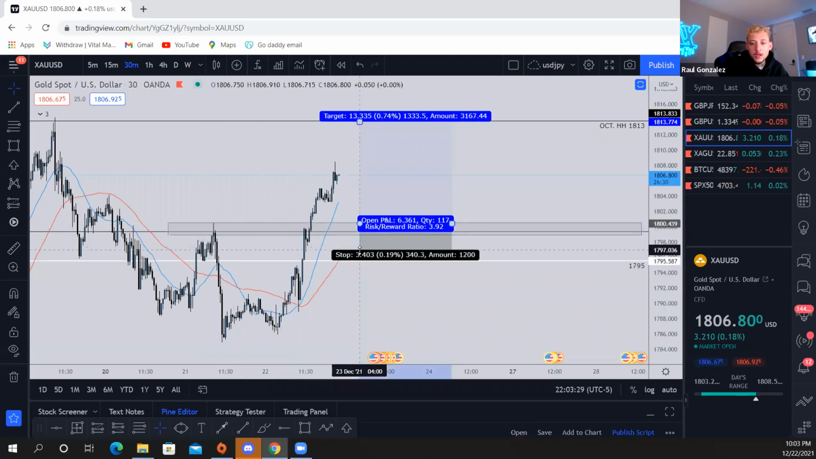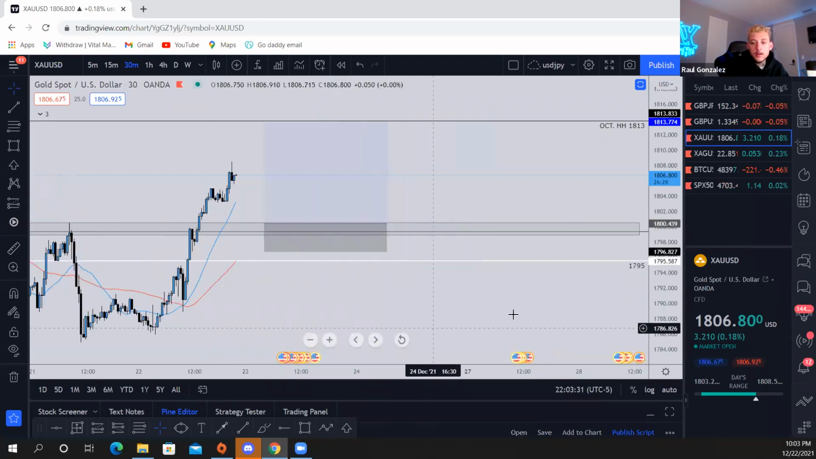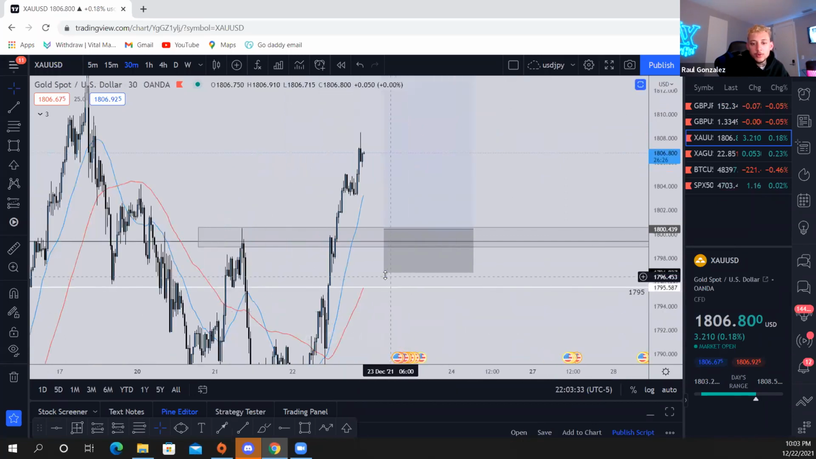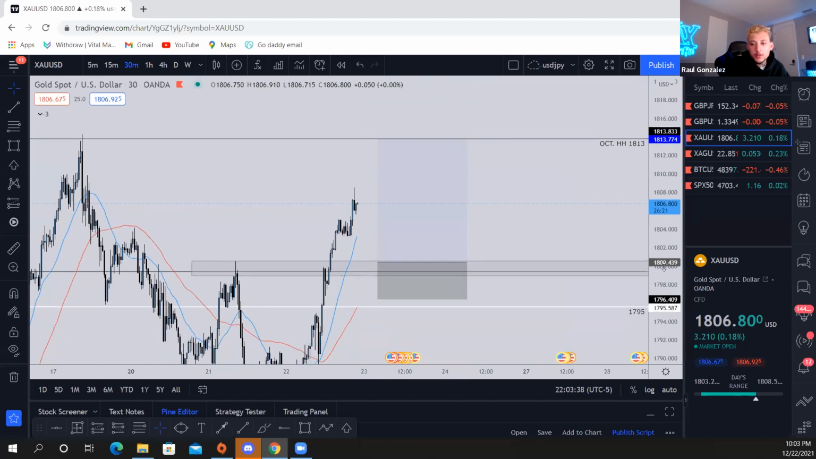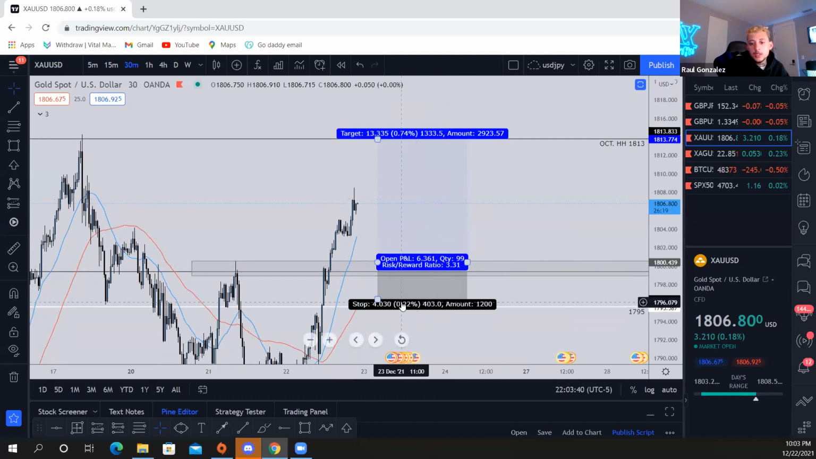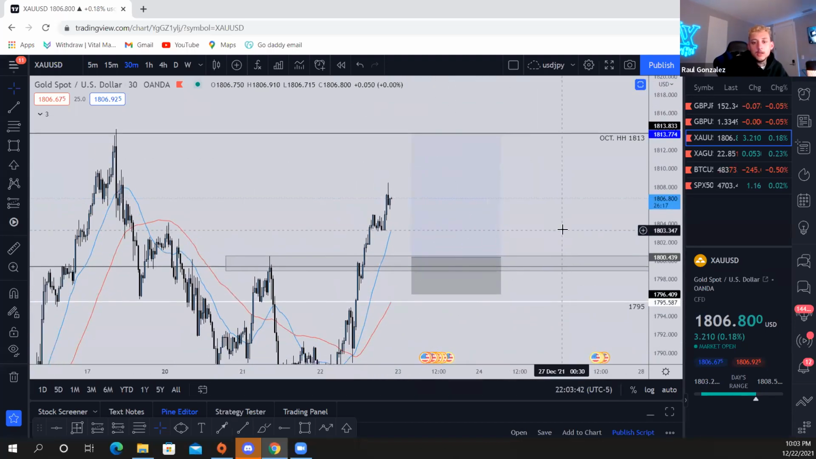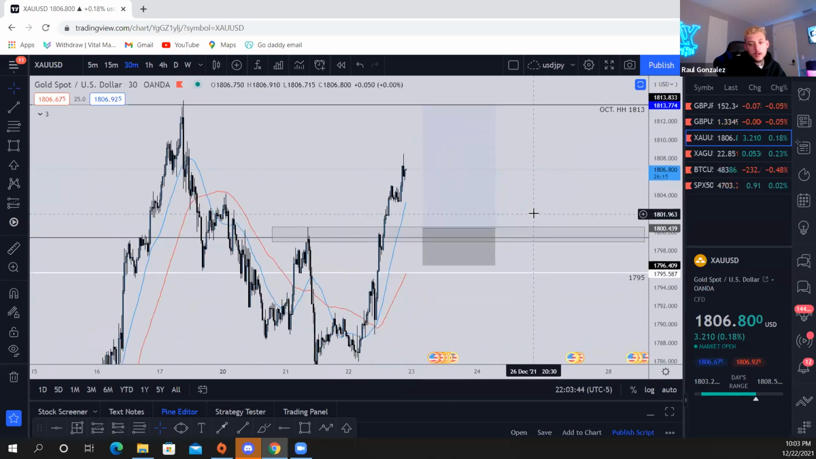So maybe I don't want to give it 4 times my risk. Maybe I'll do like 3.6, especially with gold. Gold could throw big wicks at times. So I'll look for like 3.3 times my risk here. So risking, what is this, 40 pips for a 130 pip gain? This is how I would do it.